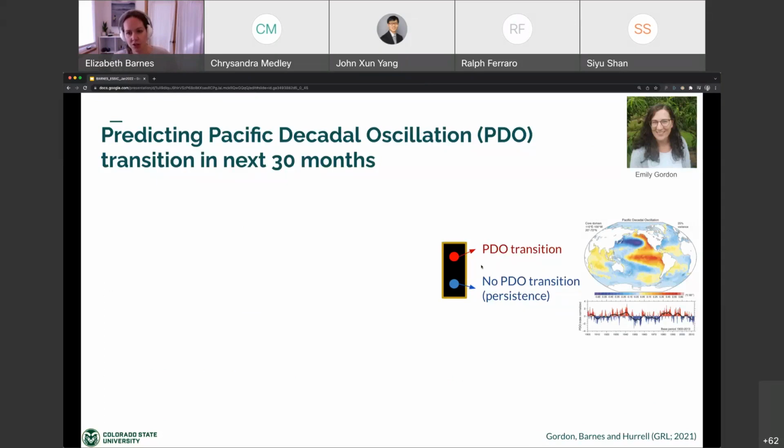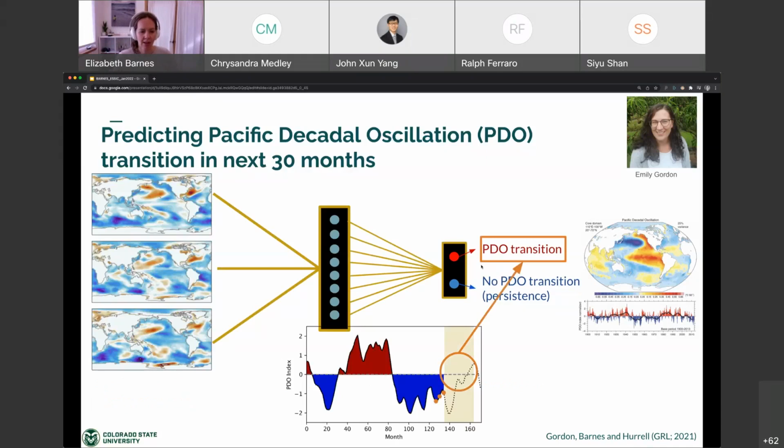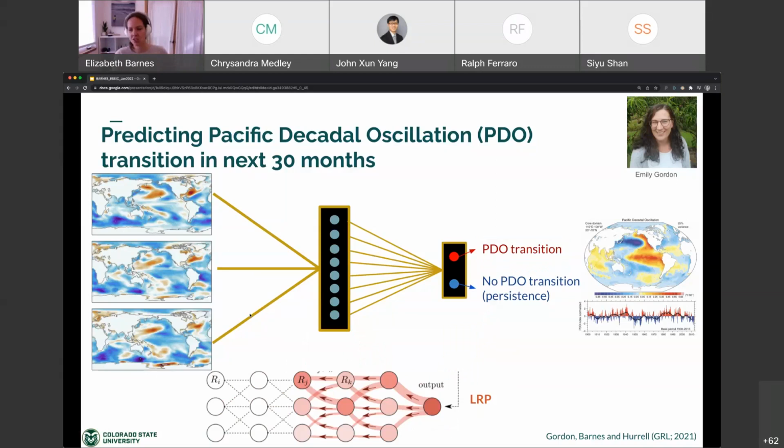Specifically, what she asks is, given a certain, in this case, ocean heat content maps, once again, can we predict if over the next 30 months we will see a transition in this low frequency mode of variability? Specifically, if she inputs these three maps down here, can we see whether there'll be a transition of this index over the zero line in the next 30 months? Once again, knowing that this is happening may help us foresee changes in these global mean temperatures. All right, so does it work? Yes. Then she uses LRP to ask where in the ocean did you look?